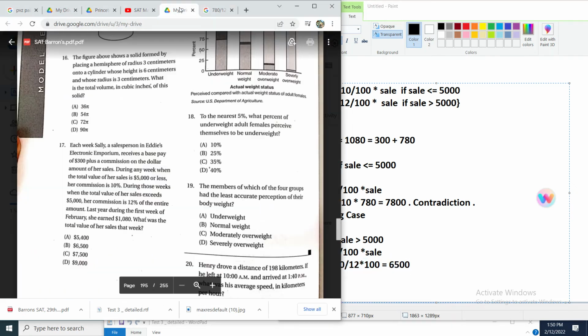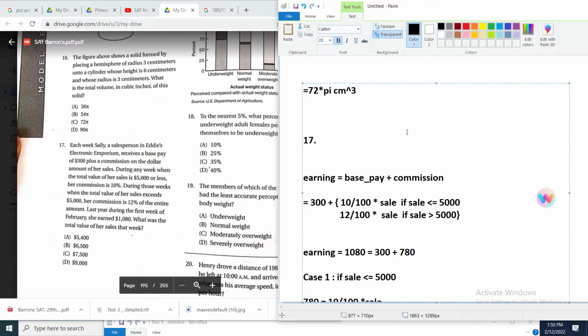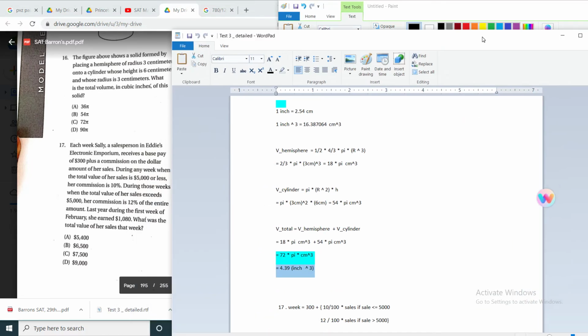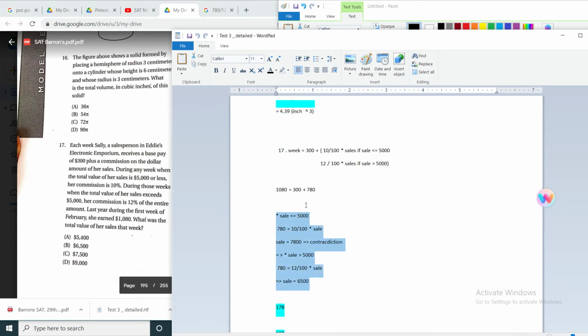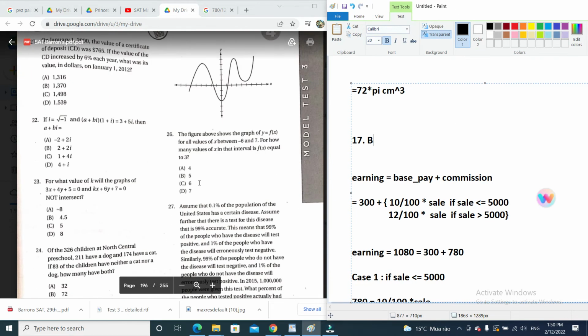Okay, so this satisfies our condition that the sale is bigger than 5,000, right? So we found the sale, and the answer is B. So the sale is 6,500. Okay, let's do number 18 to number 20.